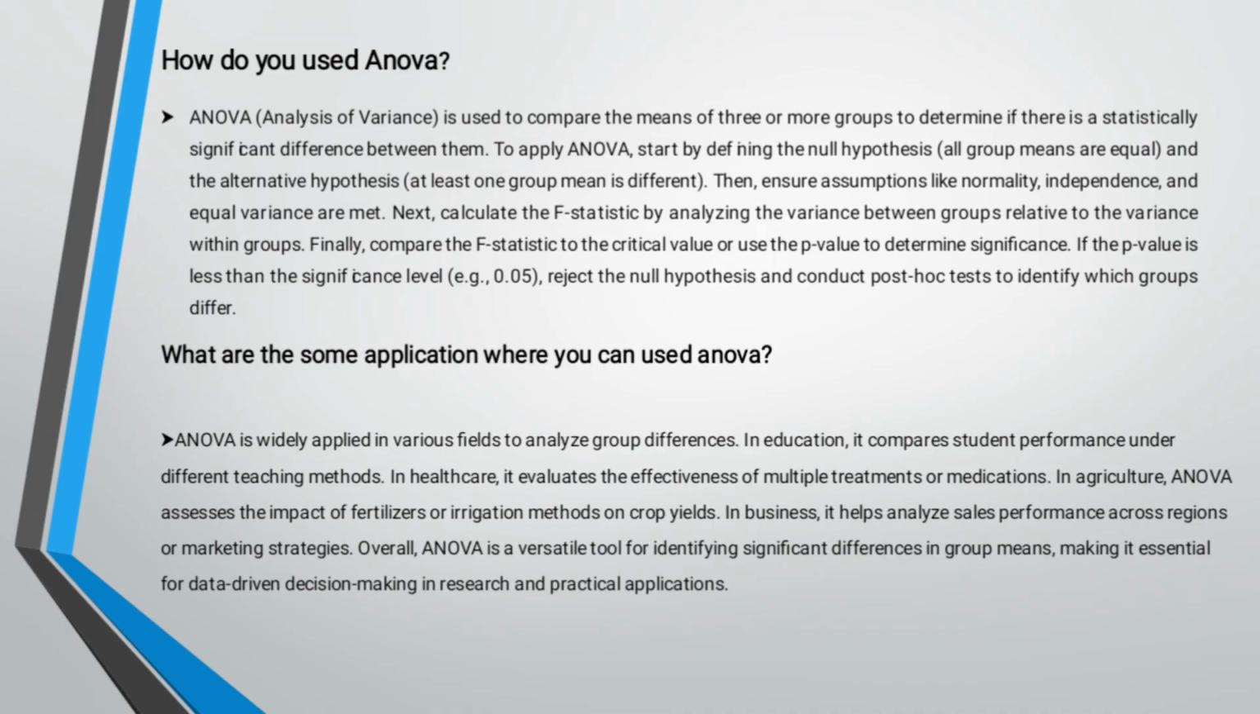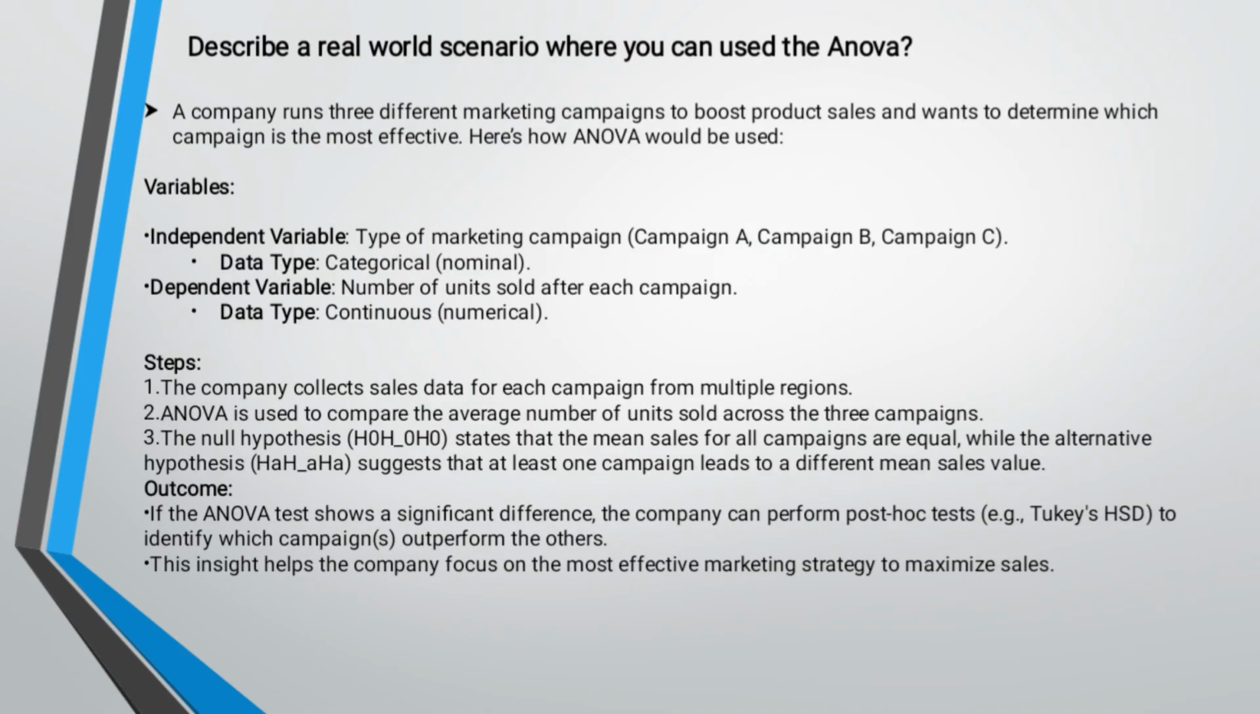In agriculture, ANOVA assesses the impact of fertilizers or irrigation methods on crop yield. In business, it helps analyze sales performance across regions or marketing strategies. Overall, ANOVA is a versatile tool for identifying significant differences in group means, making it essential for data-driven decision making and practical research application.